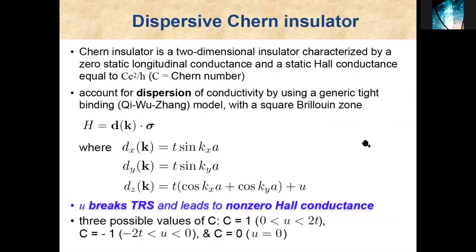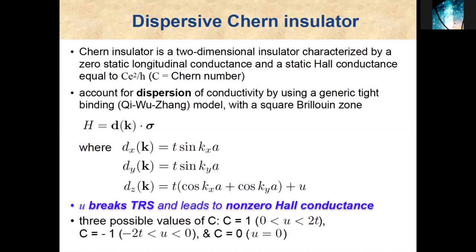So what are Chern insulators? A Chern insulator essentially is a two-dimensional insulator which exhibits the quantum anomalous Hall effect. This effect means that the static Hall conductance is integer quantized in units of e squared over h, where e is the elementary charge and h is the Planck constant, and there's zero static longitudinal conductivity.